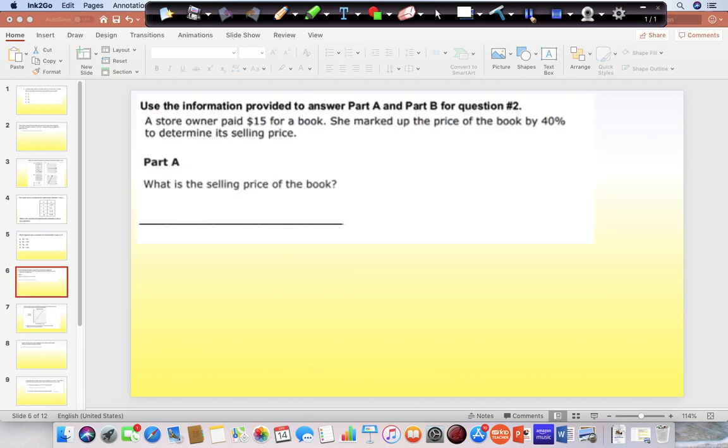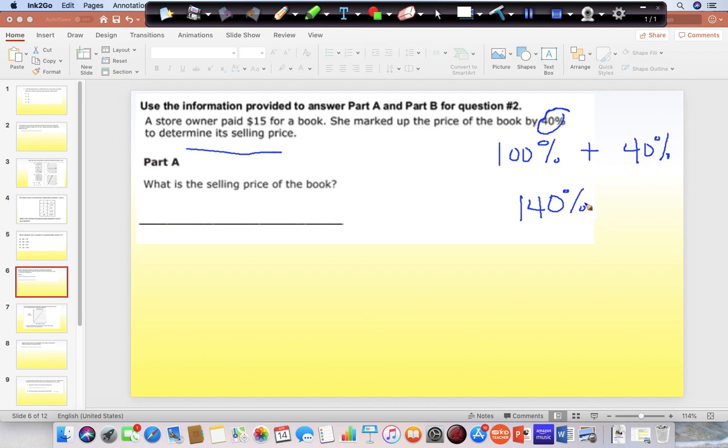Okay, this next problem says a store owner has paid $15 for a book. She marked up the price of the book by 40%. That means that she's paying for 100% of the book already, and she's adding 40% to it to mark it up. So she wants to determine its selling price by using this formula. So she wants to mark it up by 140%.